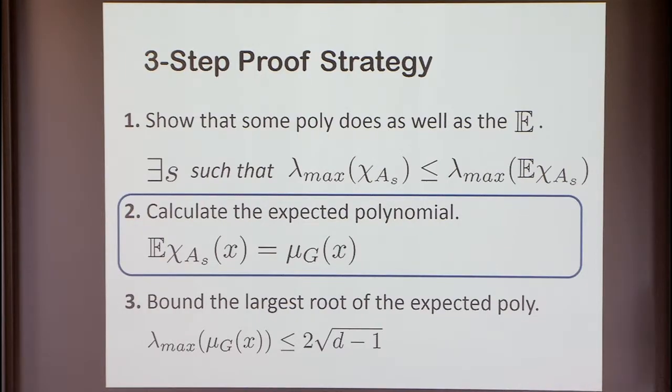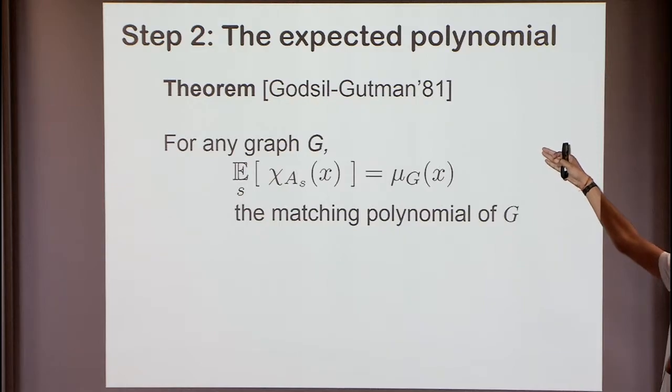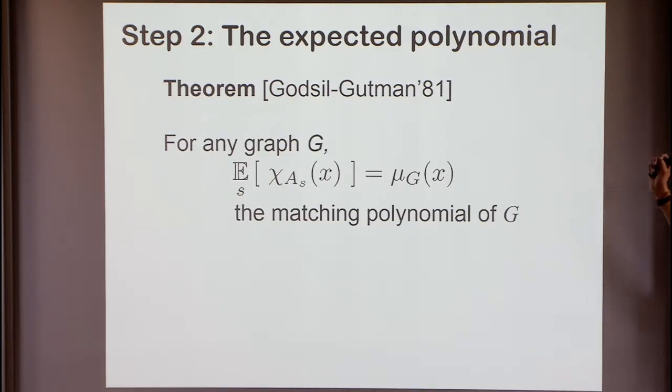So let's calculate the expected polynomial. So a priori, this could be anything, right? Even though the individual polynomials have real roots, I'm adding exponentially many of these polynomials. This polynomial may not even have real roots, right? It could be anything. So it turns out Godsil and Gutman have already looked at this 30 years ago. And what they showed is that for any graph G, if you look at the expected characteristic polynomial of a random signing of its adjacency matrix, you get the matching polynomial of the graph.